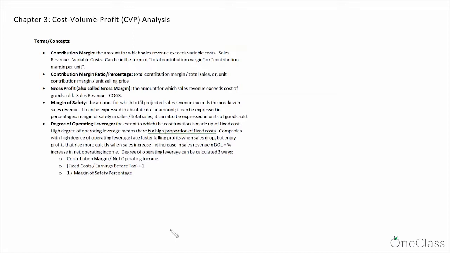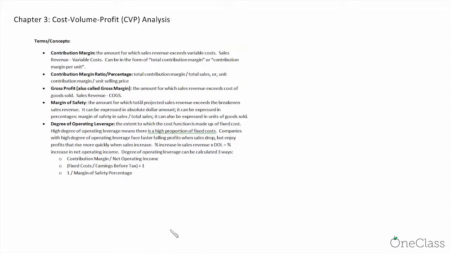Gross profit, sometimes also called gross margin, is the amount for which sales revenue exceeds cost of goods sold. Margin of safety is the amount for which total projected sales revenue exceeds the break-even sales revenue. It can be expressed in absolute dollar amount, in percentages, margin of safety in sales divided by total sales, and it can also be expressed in units of goods sold.